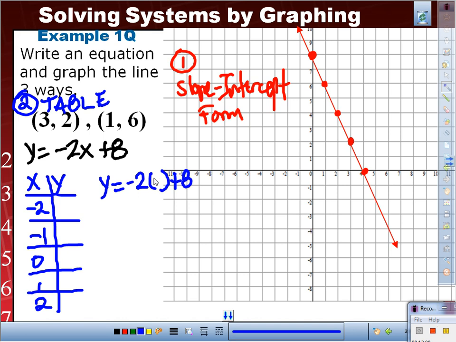Very good, negative 2. What a save. y equals 4 plus 8, which is 12. That goes there. Stay focused, please.